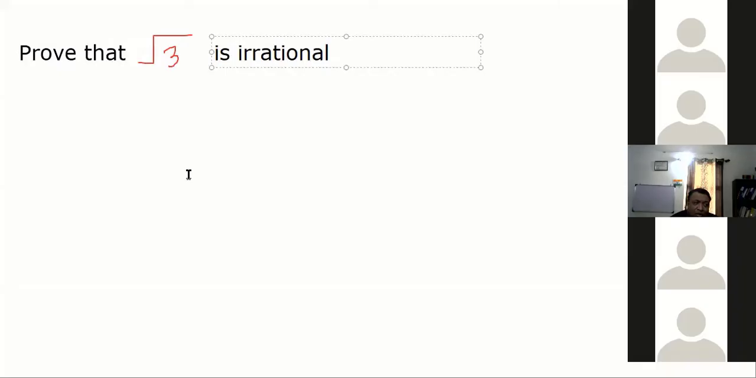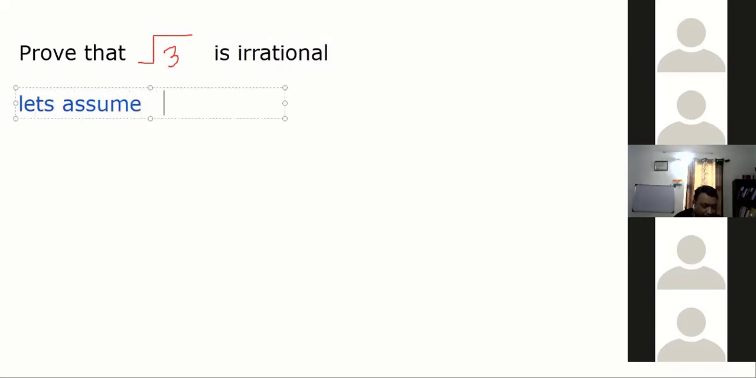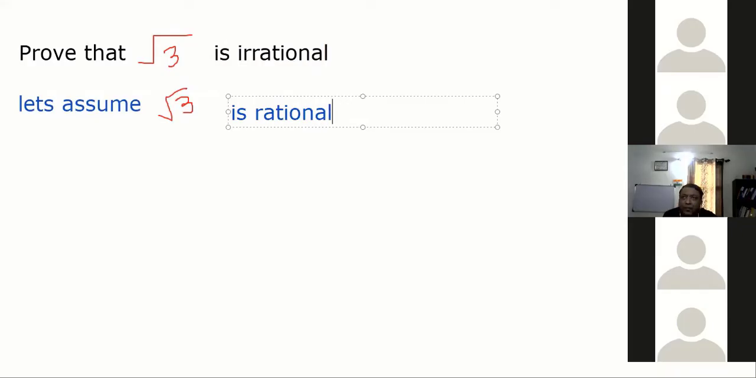Now when you say root 3 irrational, so what we'll do here is, हम लोग उल्टा करेंगे. We'll assume, let's assume root 3 is a rational number. ओके, असume करो, उल्टा assume करते हैं फिर prove करेंगे wrong हो गया वो. So let's assume that root 3 is rational.